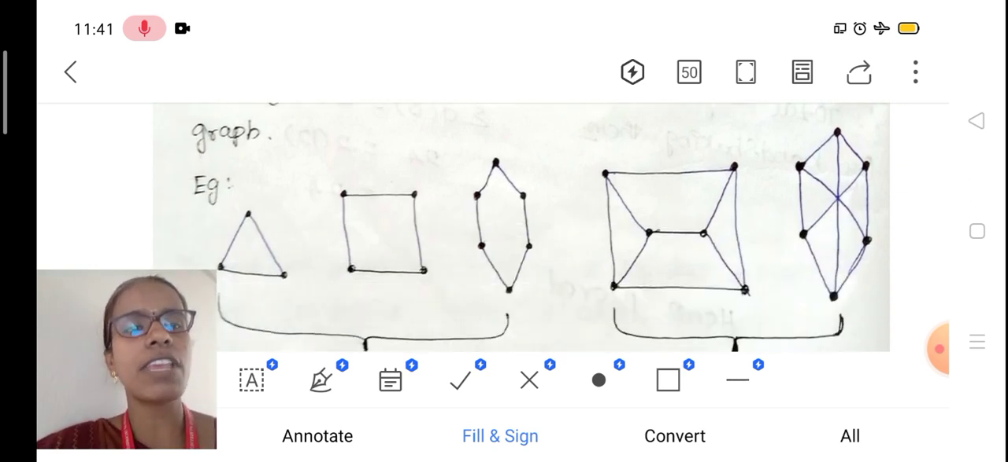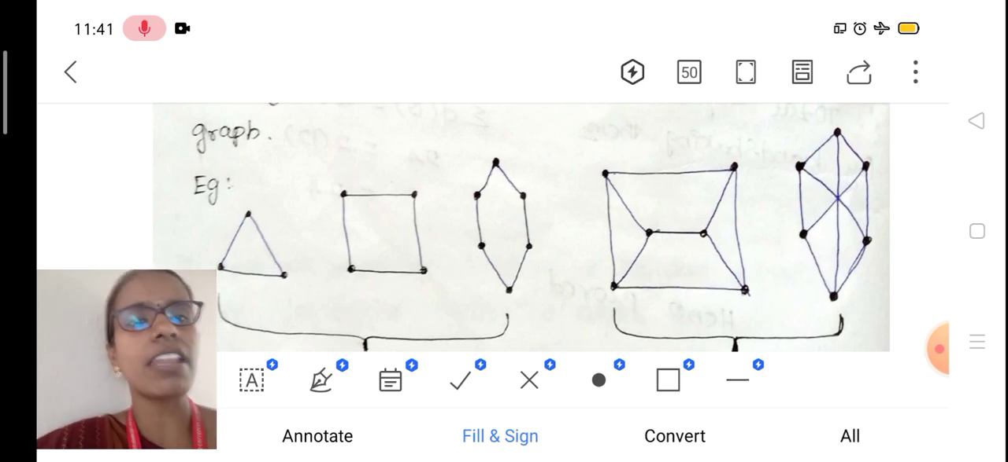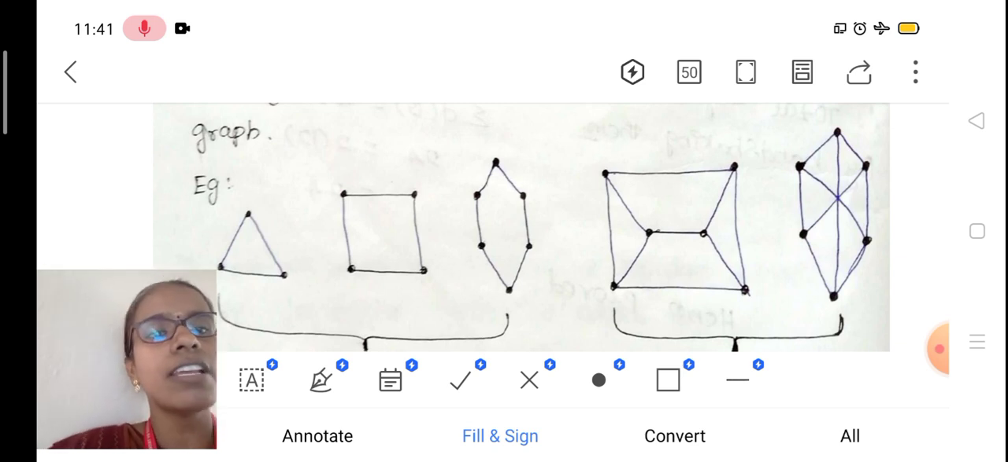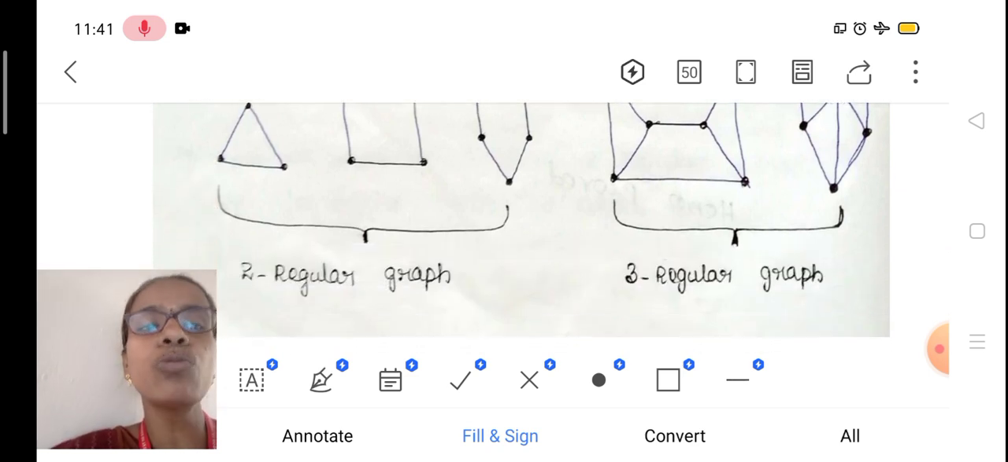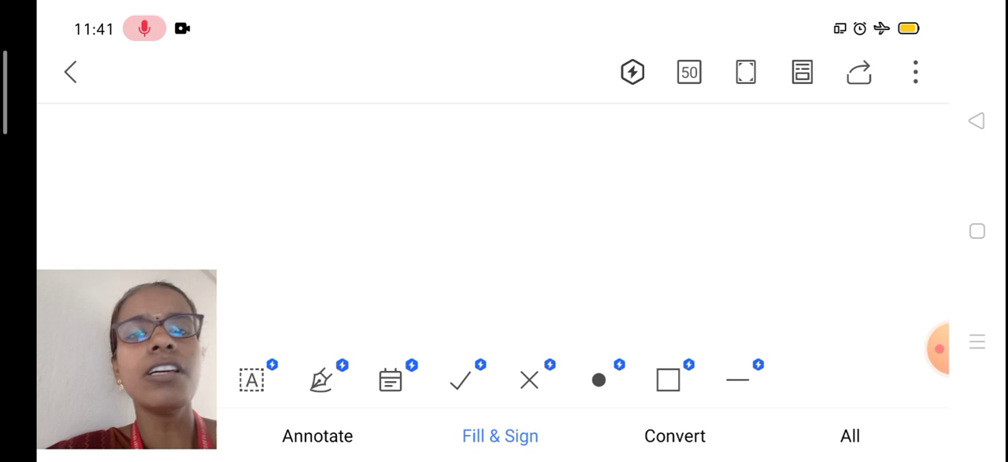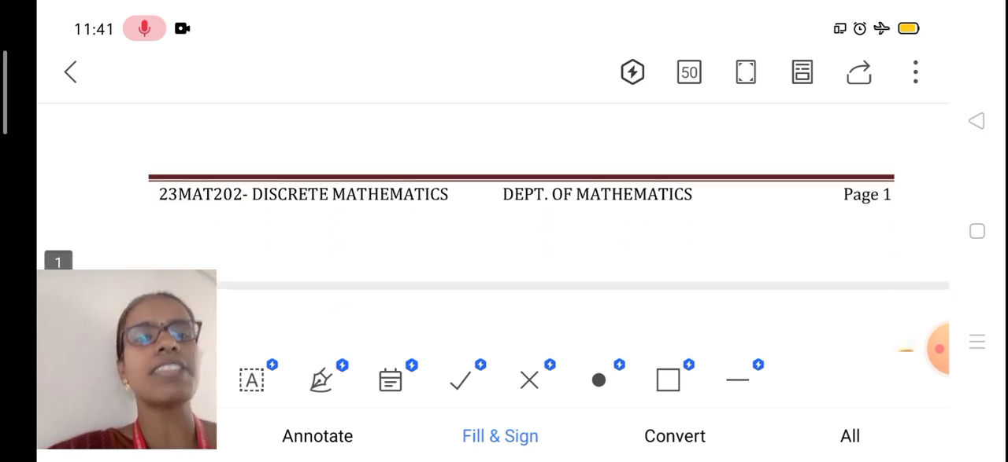Okay, you can see a few examples listed here. The first graph is degree 2, which is common, right? Next also the degree is common. Next, yes, the degree is 2, which is common for all the vertices. Next one is 3 and the next is also 3. Okay, so these are called a 2 regular and a 3 regular graph. Regular graph means the degree should be the same.